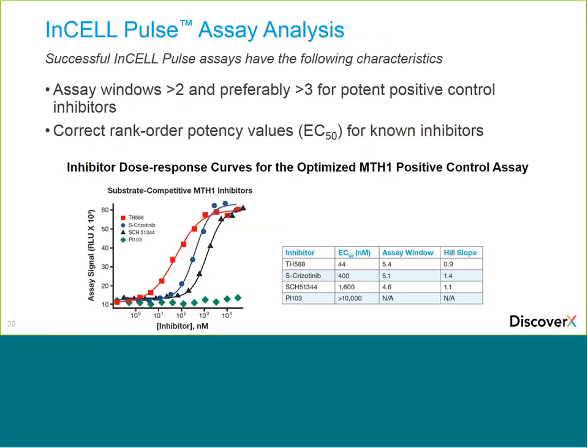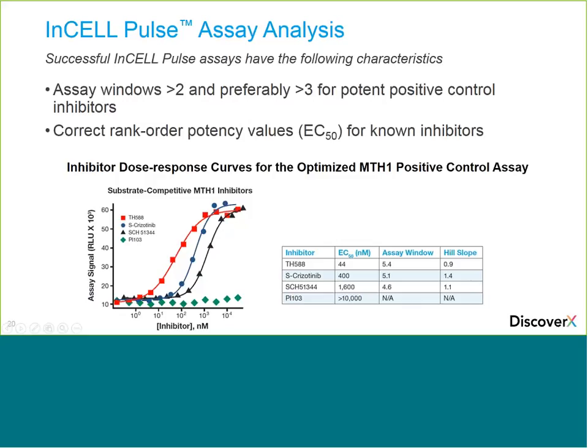So here's an example of a successful assay development campaign. Again, I'm using the MTH1 positive control assay as an example. We identified a temperature, the lowest temperature we could go that gave outstanding assay windows. So here we're actually getting very beautiful assay windows of 4 to 5-fold. We measure accurate rank order potencies for a number of known inhibitors. The negative control, which is a lipid kinase inhibitor, gave no response.